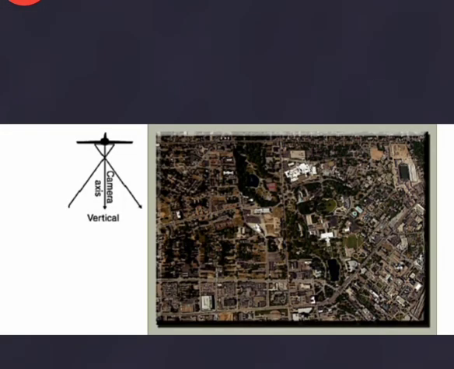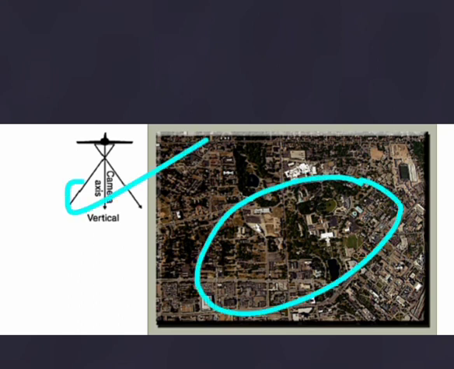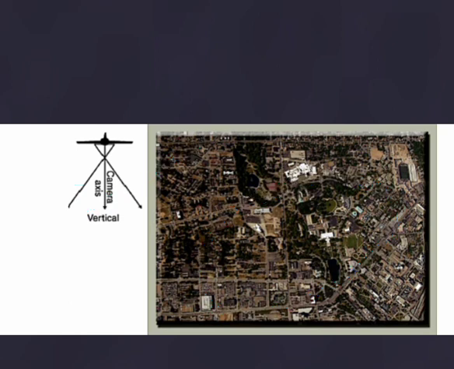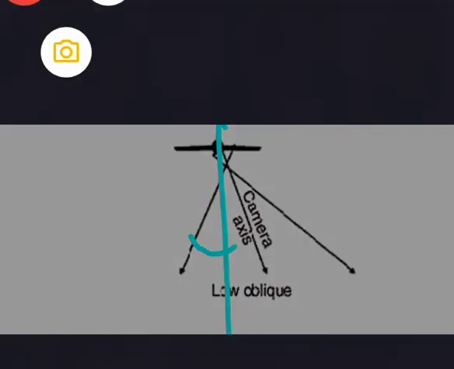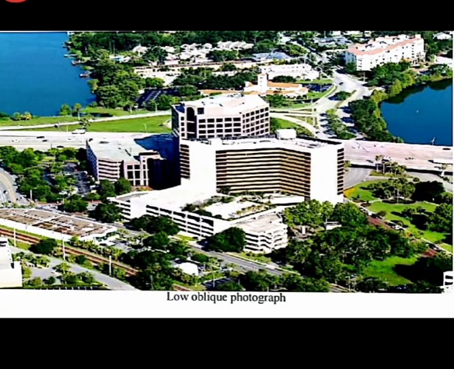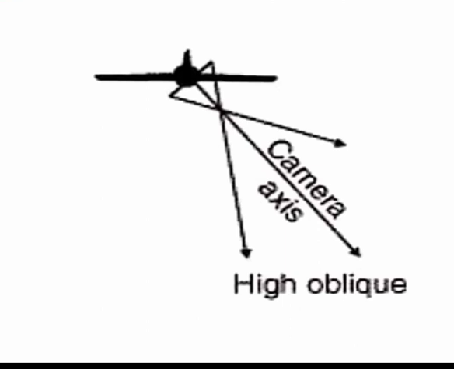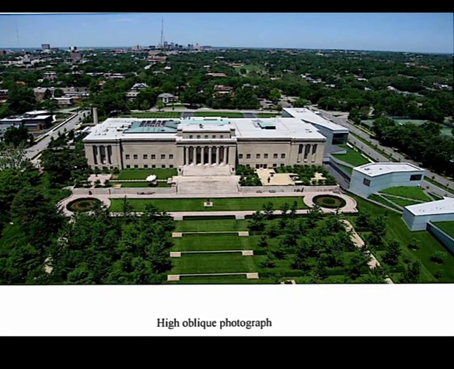Now here I have shown, see, this is the vertical photograph, right? You can see how you take the picture where your camera will be exactly on the location perpendicular to the ground. Now here you will be having a low oblique where the angle will be 30 degree to the verticality. This is the example of low oblique. Then you will be having the high oblique where the angle is more than 60 degree. This is the example of high oblique where you can easily determine the heights of the particular object.